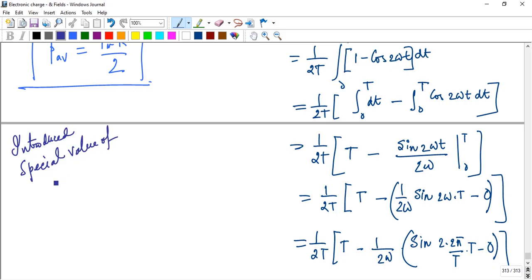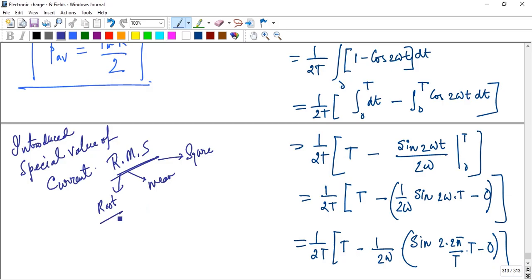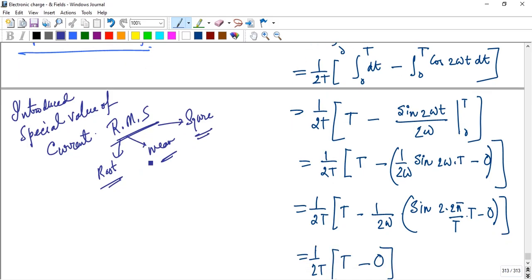The special value of current is called RMS current. It means root mean square. Root mean square current is called RMS current. So I RMS is equal to Im by root 2.